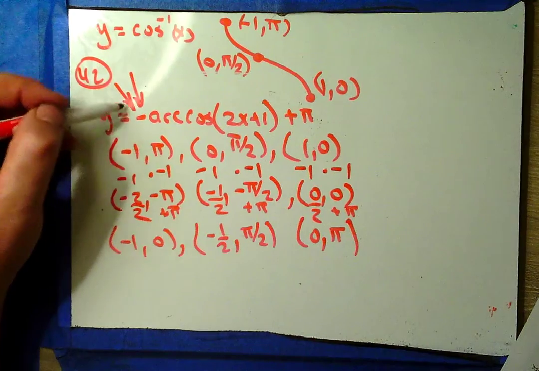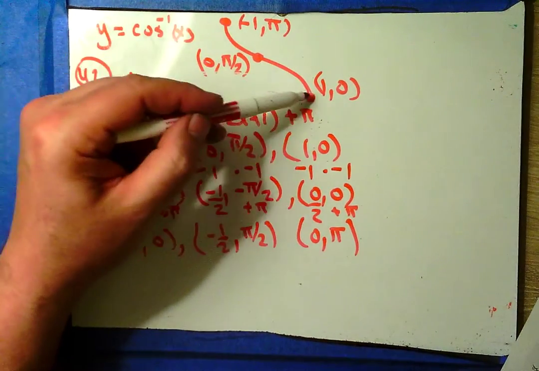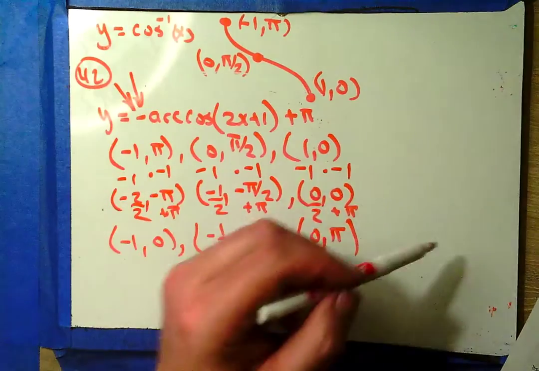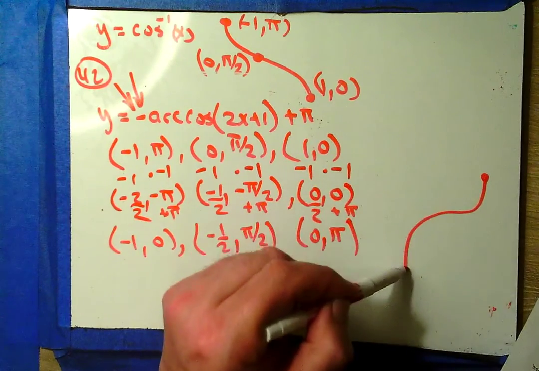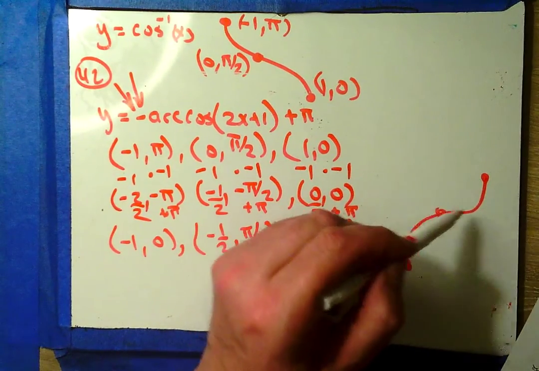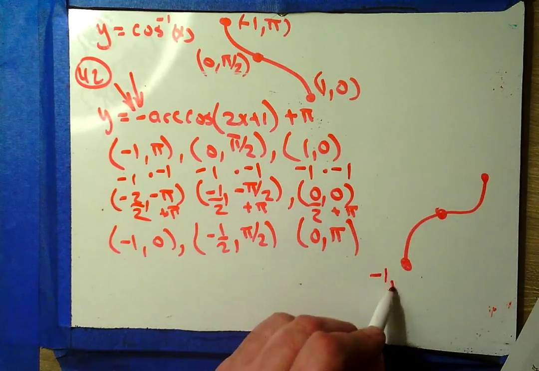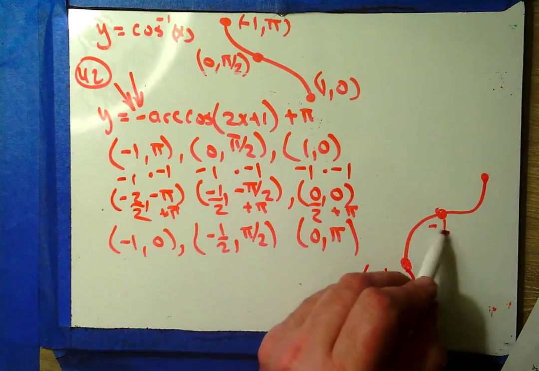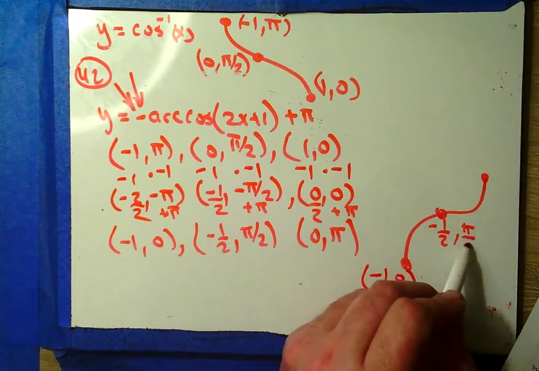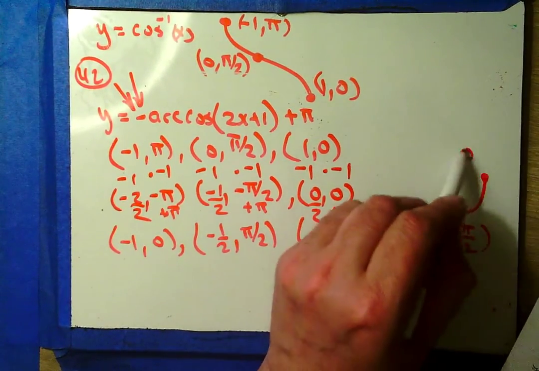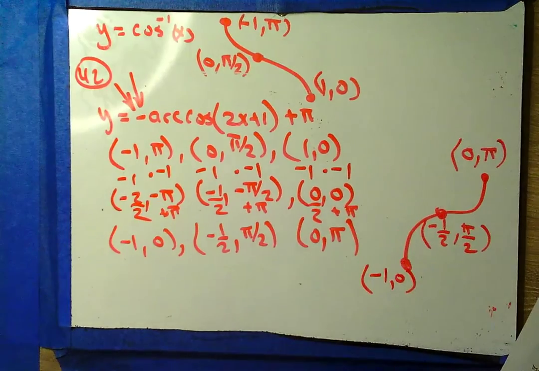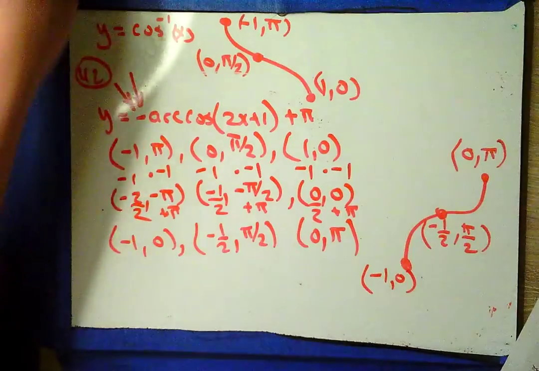Well, I've got a reflection. I'm taking this graph and flipping it upside down. So our characteristic shape looks more like an inverse sine than it does an inverse cosine. It's a reflected inverse cosine. So this is negative 1, 0. This is negative 1/2, pi over 2. And over here we have 0, pi. There we go. That's number 42.